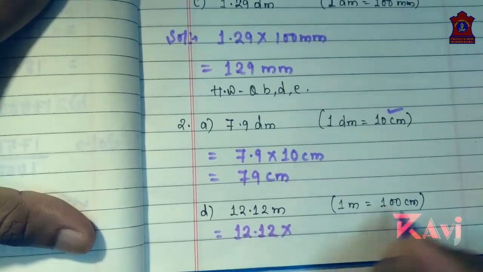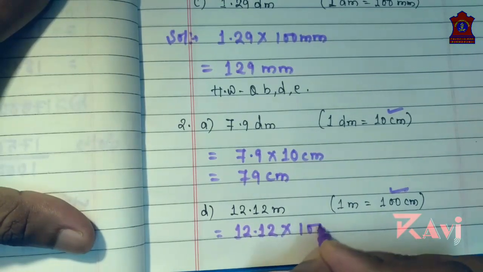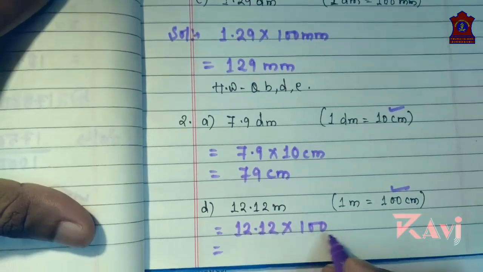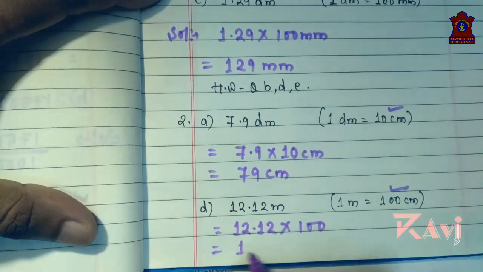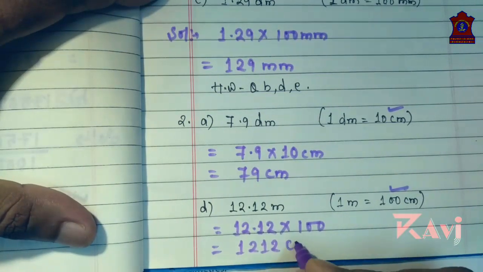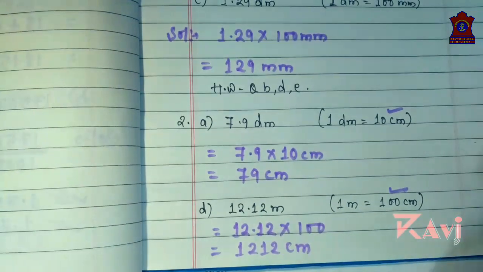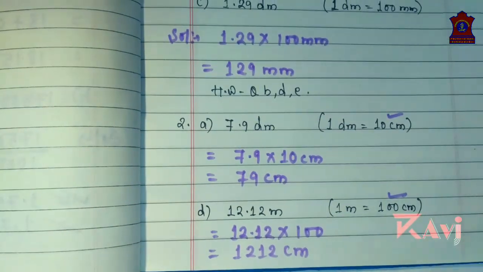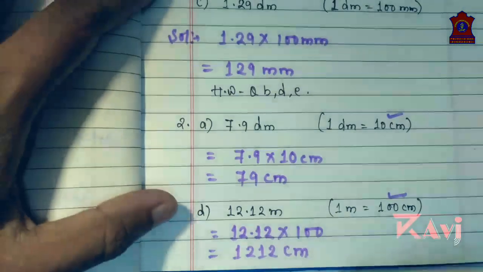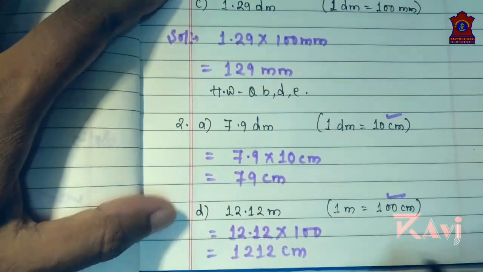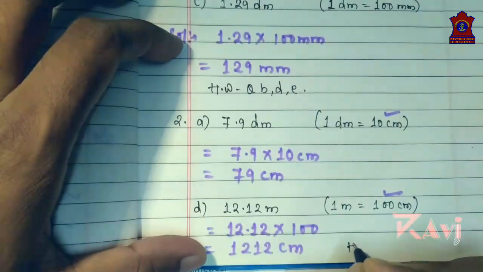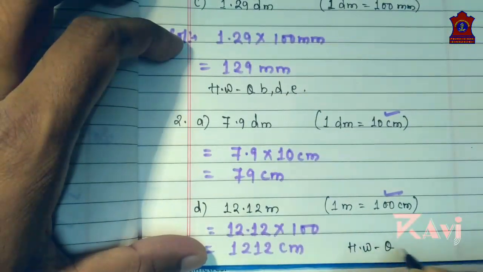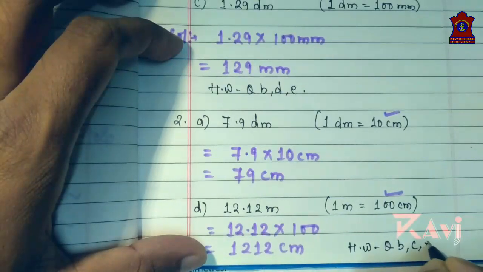Now see, so multiply 12.12 into this 100. There are two zeros, so this decimal will move two places right. 1, 2, 1, 2, what? Centimeter. Clear? Like this, you have to do question number 2 also. So rest of all questions from question 2 are homework for you. Question number B, C, and E.